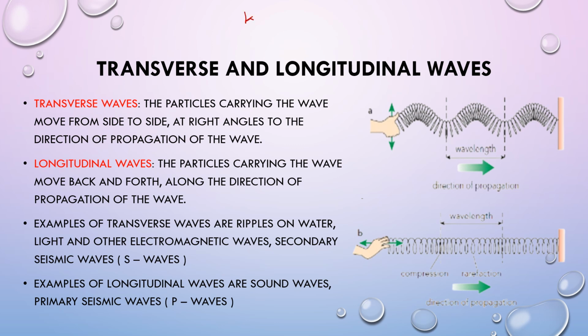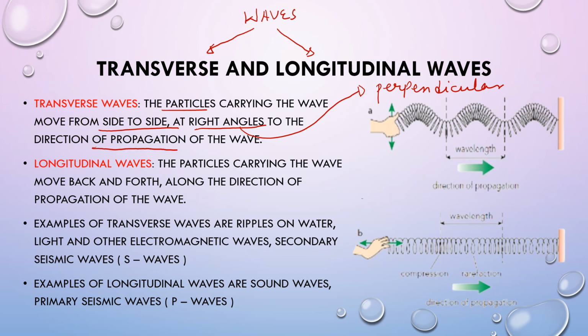Then we have waves, and waves are of two types, transverse and longitudinal. Transverse waves are waves in which the particles carrying the wave move from side to side at right angles, or perpendicular, to the direction of the wave. You can decide not to add the propagation if it confuses you. Longitudinal waves are when the particles carrying the wave move back and forth. Back and forth means they move parallel to the direction of the wave.